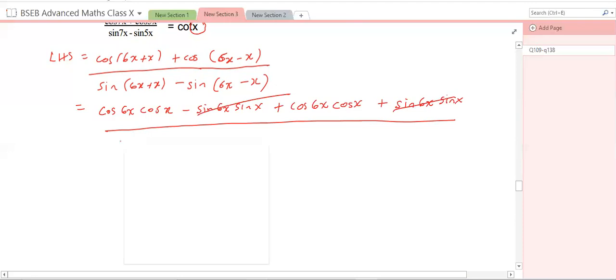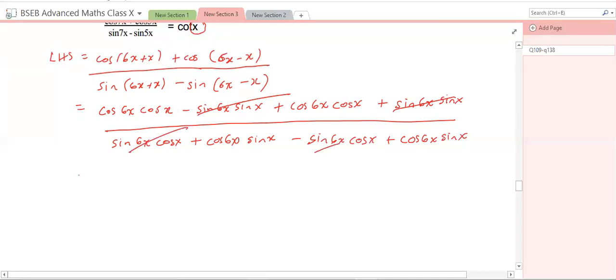So in the denominator we have sine 6x cos x plus cos 6x sine x minus sine 6x cos x. Now minus and minus makes a plus: cos 6x sine x. So something does cancel out here. We got sine 6x cos x, these two terms.